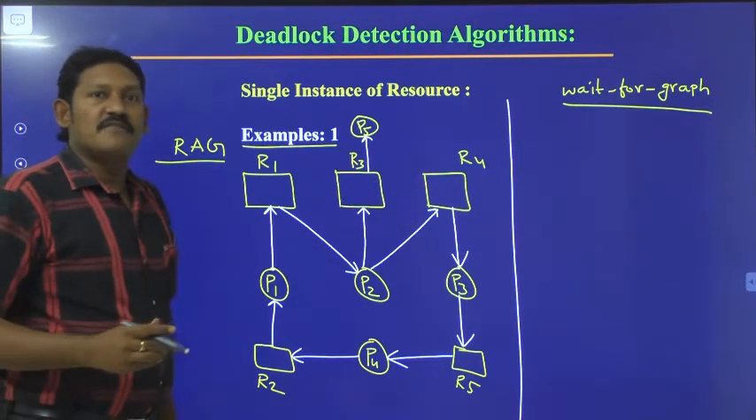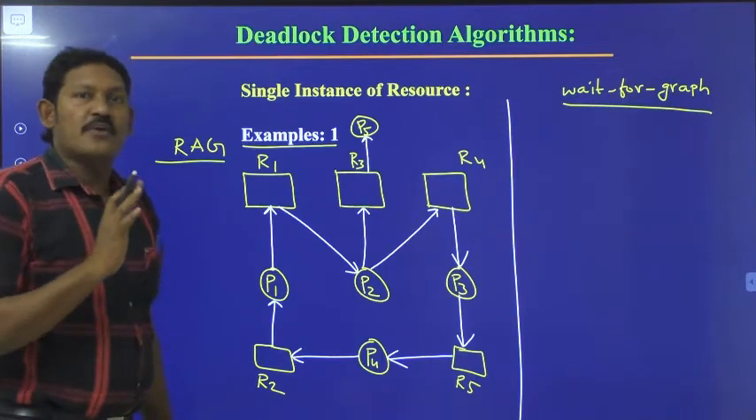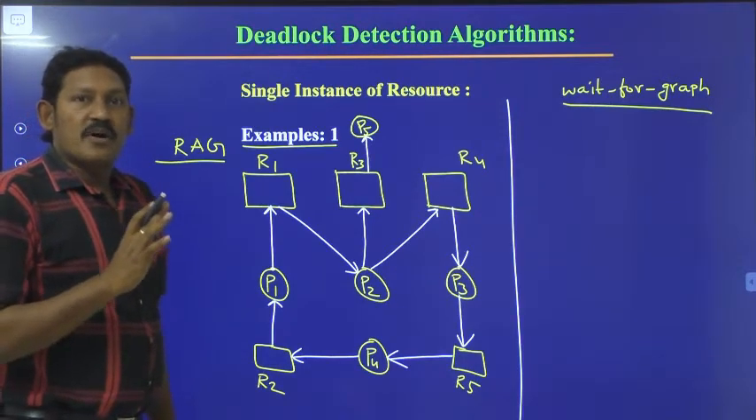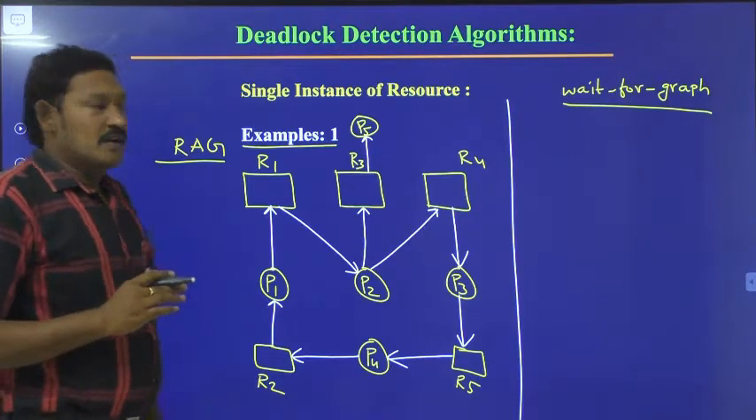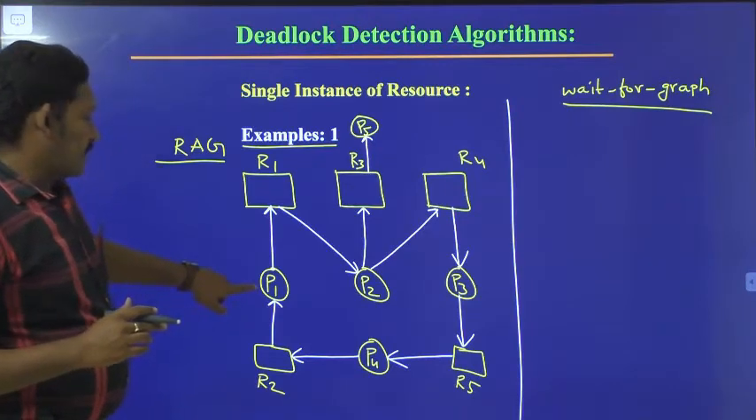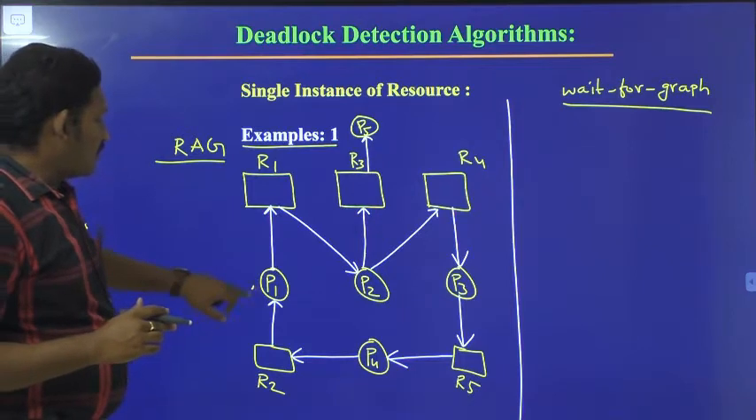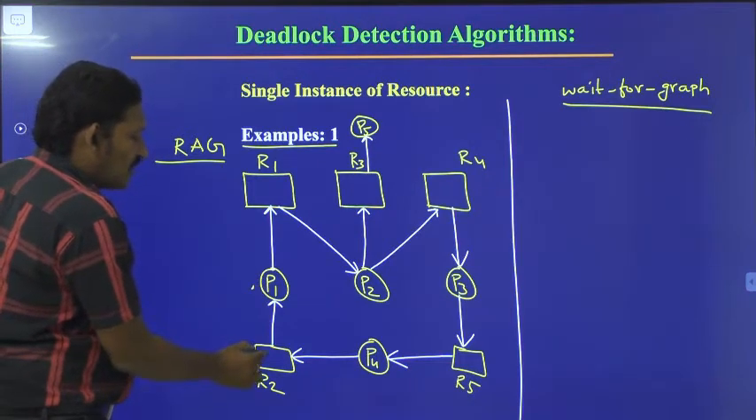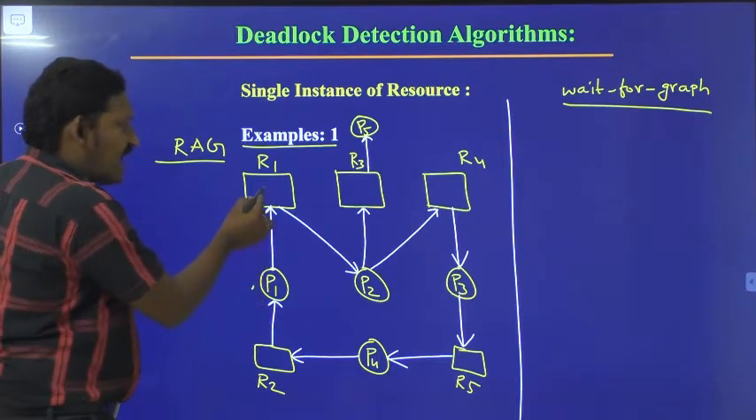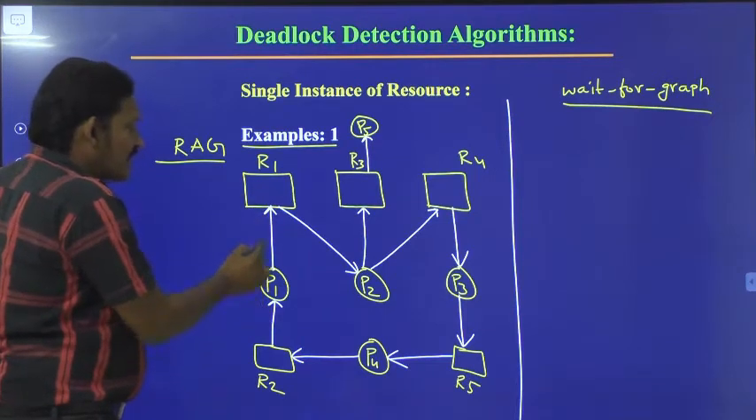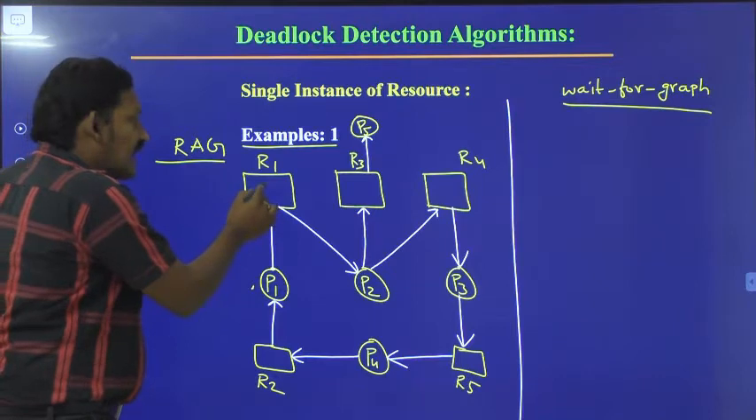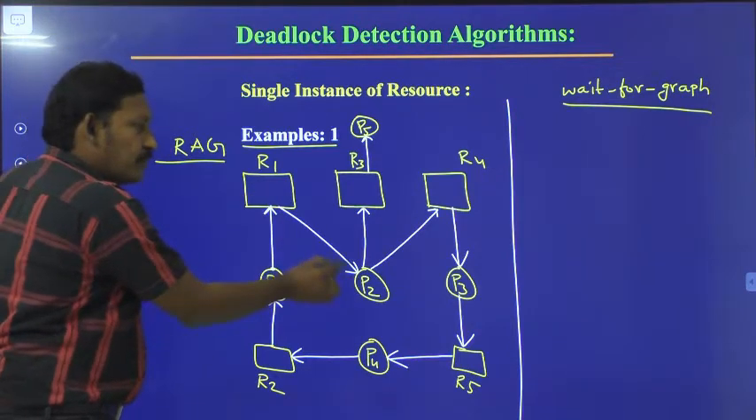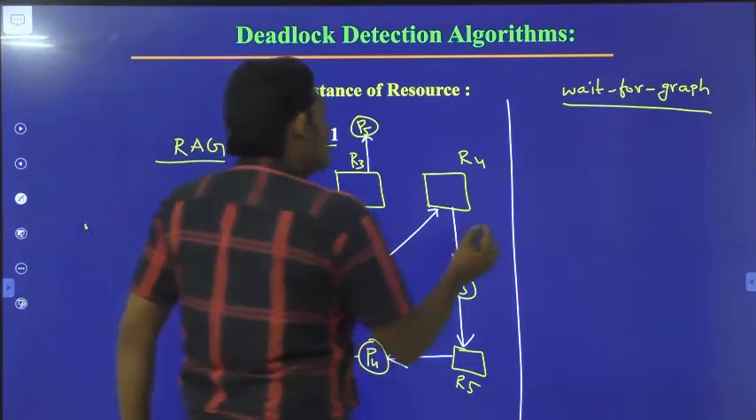In the wait-for graph, we picturize only the processes, and what each process is waiting for. Let us suppose process P1. If you see, process P1 is holding resource R2, but P1 is requesting R1. So P1 gets R1 when R1 is released by process P2. That means P1 is waiting for P2.